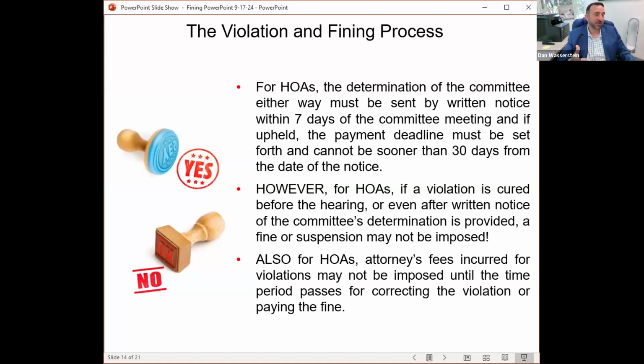I look at it like, if it's going to be for one, it should be for both. But in this instance, it's actually better it's not for both, because condos still have better fining rights that are not as constrained.